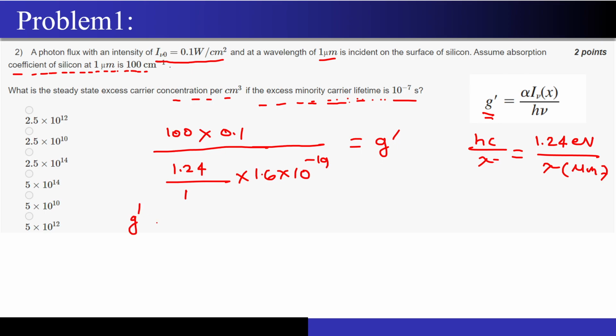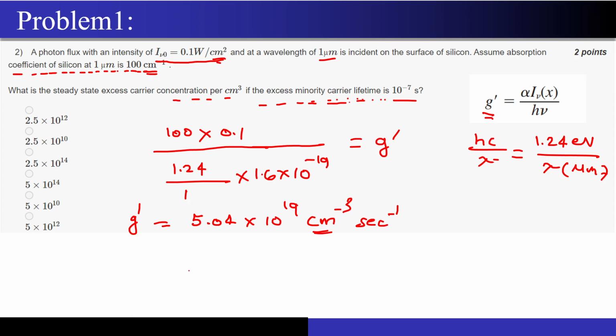This generation rate, if you calculate, will come out to be around 5.04 × 10^19 per centimeter cube per second. Now why did per centimeter cube come? Because we have 0.1 watts per centimeter square over here, and the unit of alpha is per centimeter. So that's how you got this per centimeter cube. So we got the generation rate.